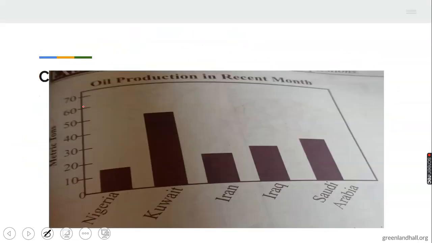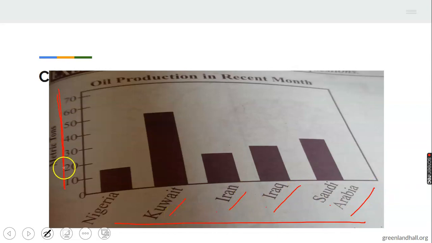Okay, let me give you another example. It says oil production in recent months. We have the measurements in metric tons, and we have the countries going down. We have Nigeria, Kuwait, Iran, Iraq, Saudi Arabia. How many countries do you have there? 1, 2, 3, 4, 5 countries.